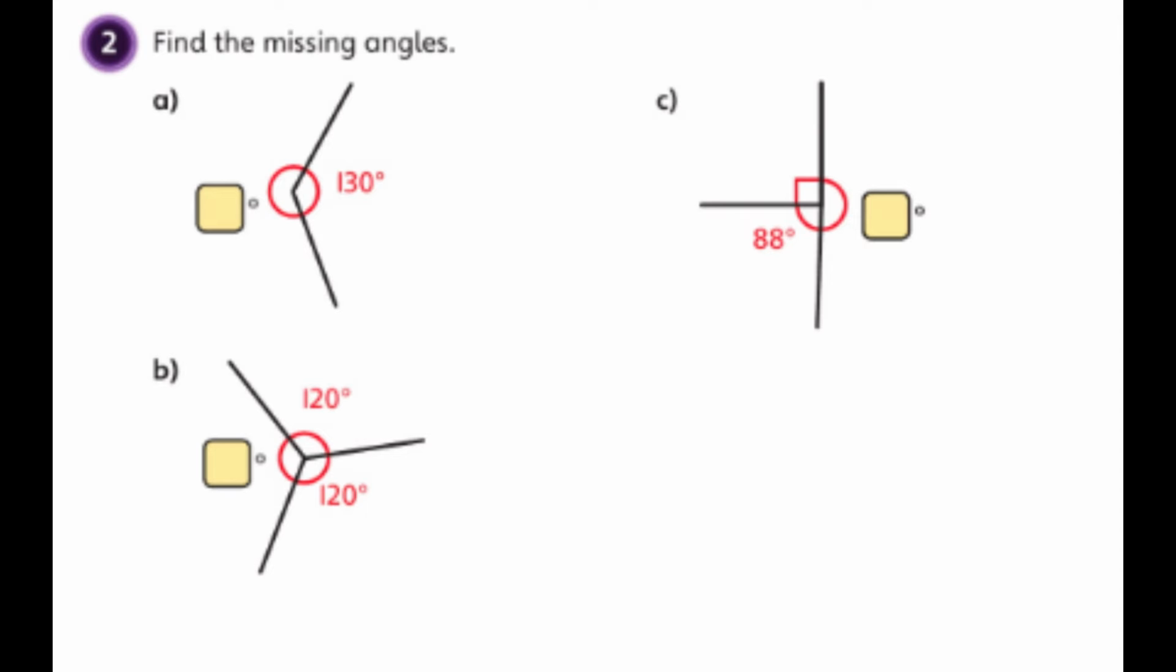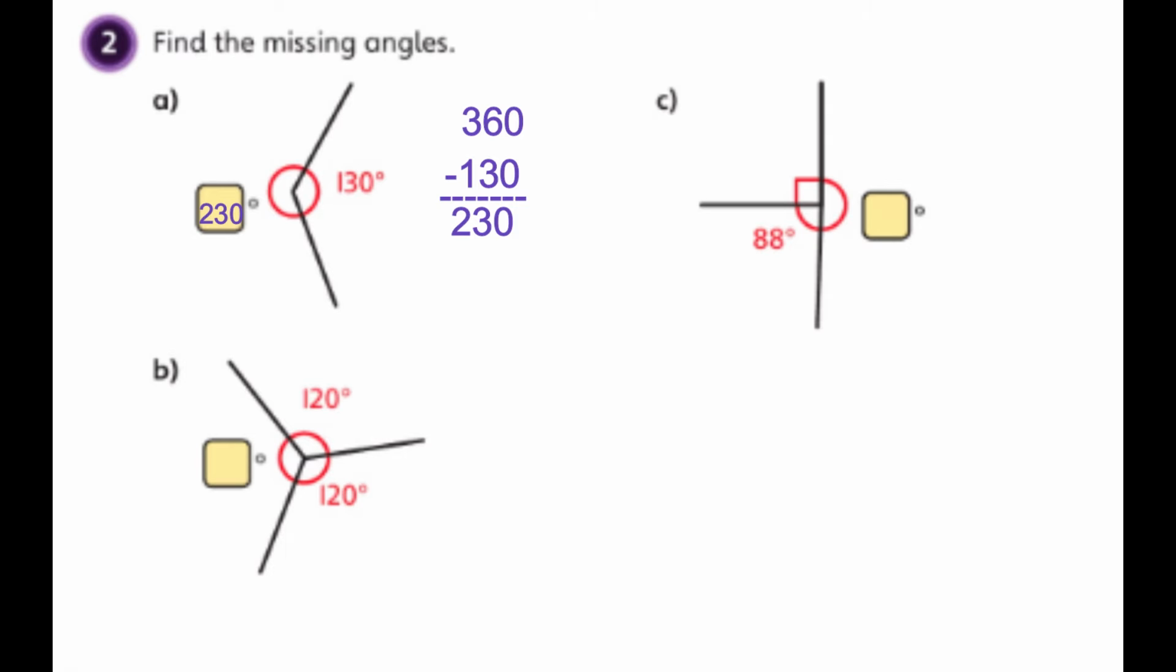We know that a full turn is 360 degrees, and we know that the angle that's labeled is 130 degrees. So let's do a full turn 360 minus 130. That will leave us with our missing angle, which is 230 degrees.